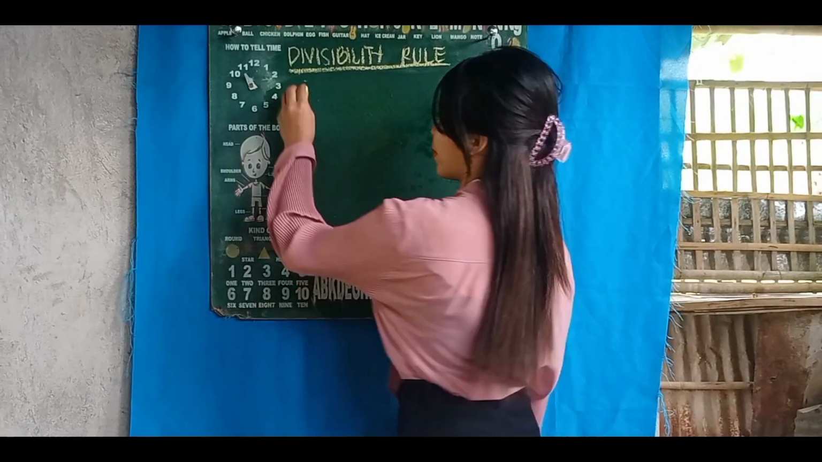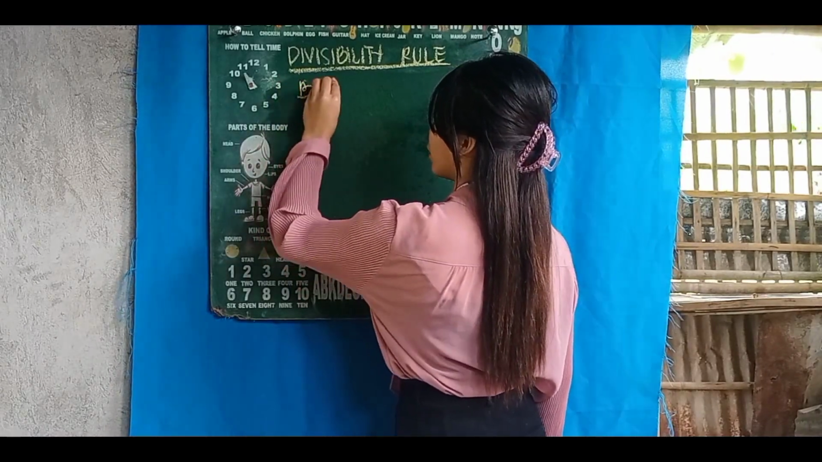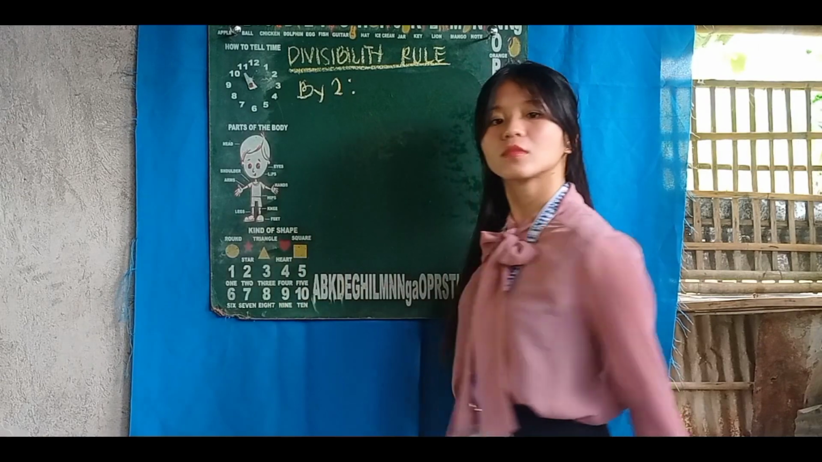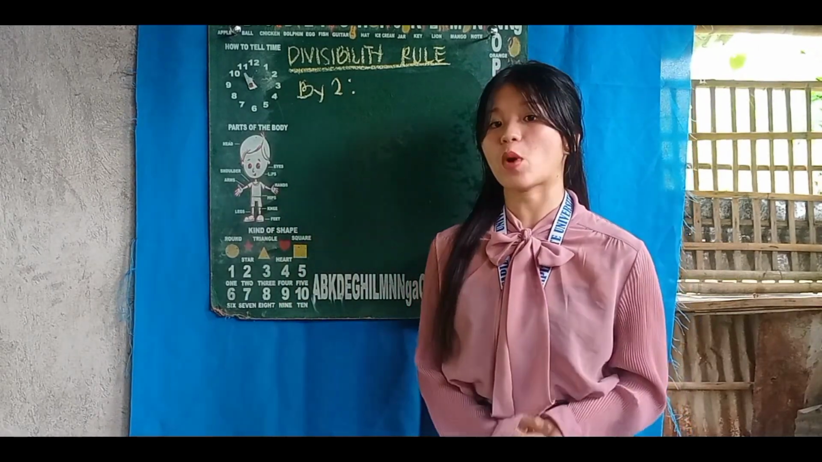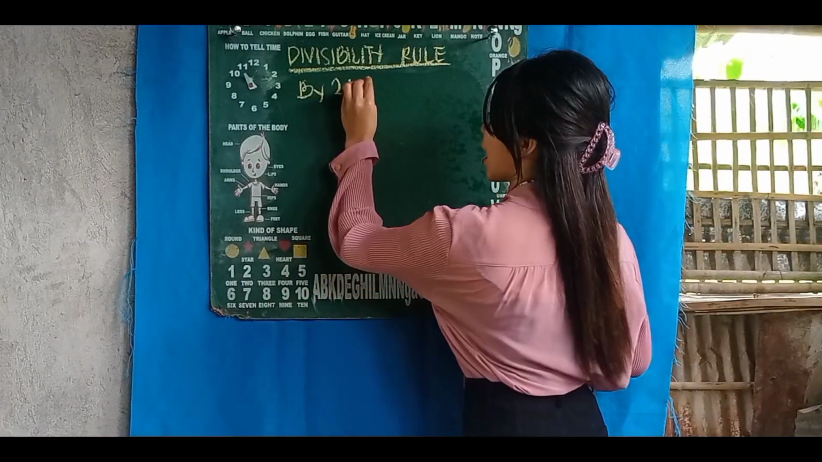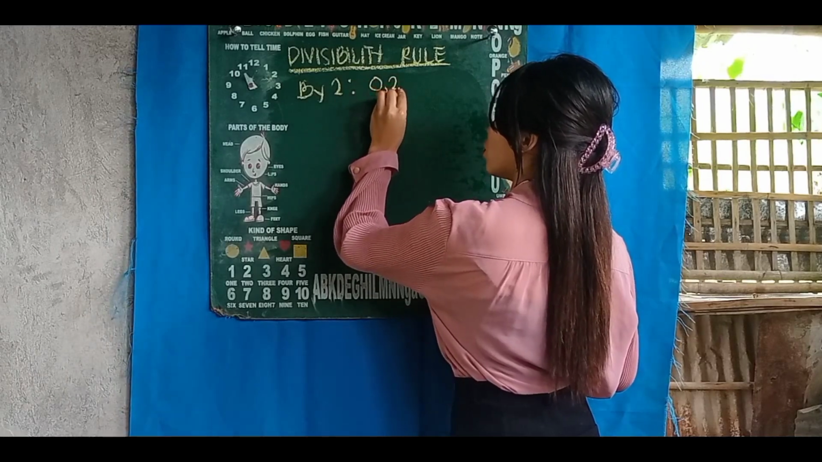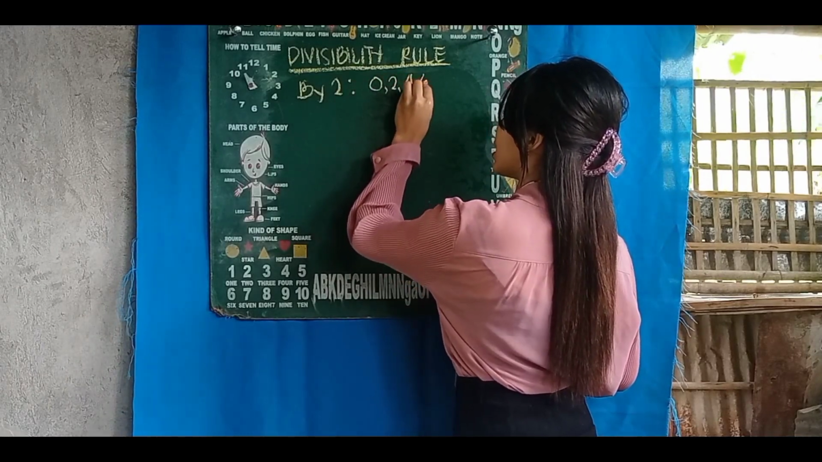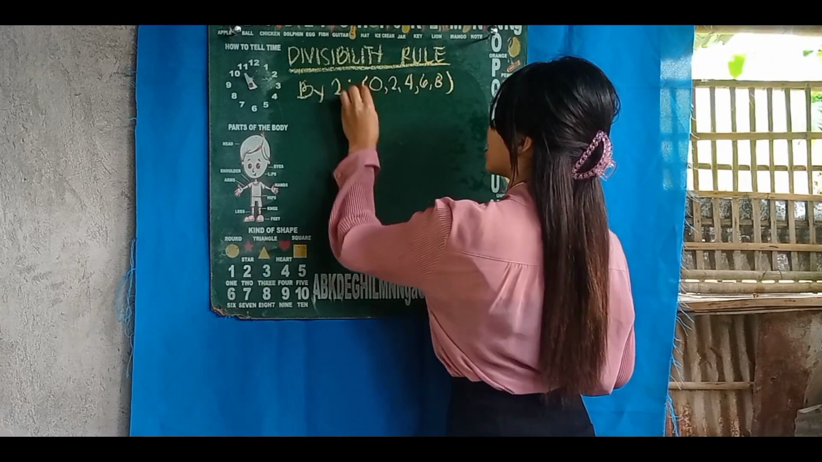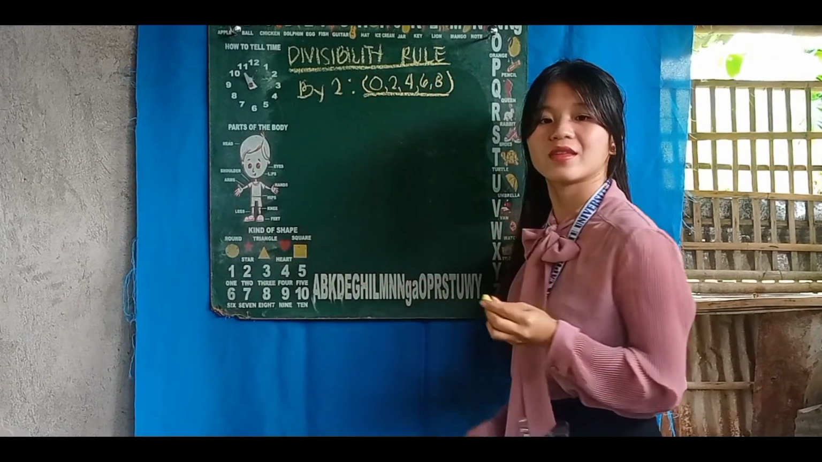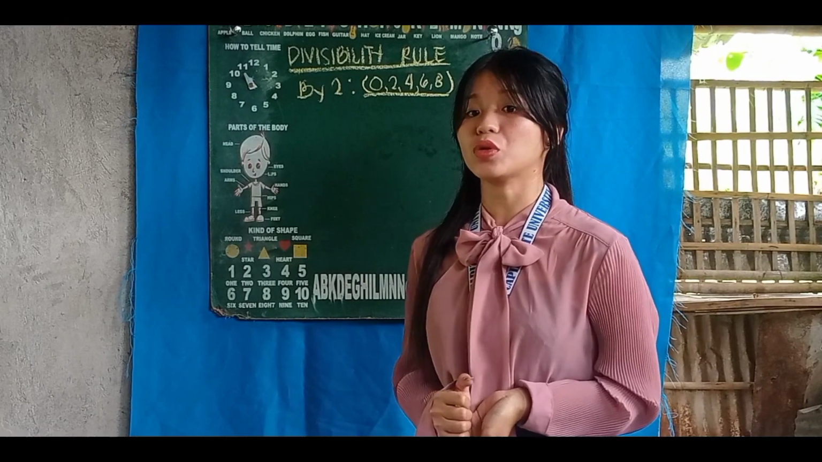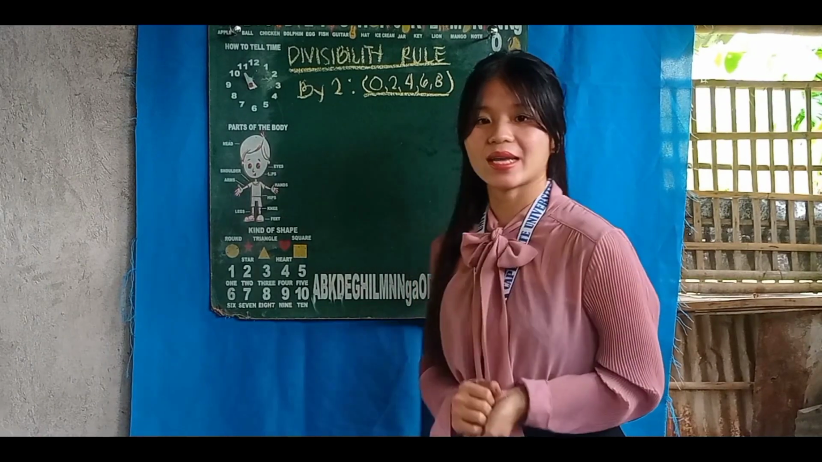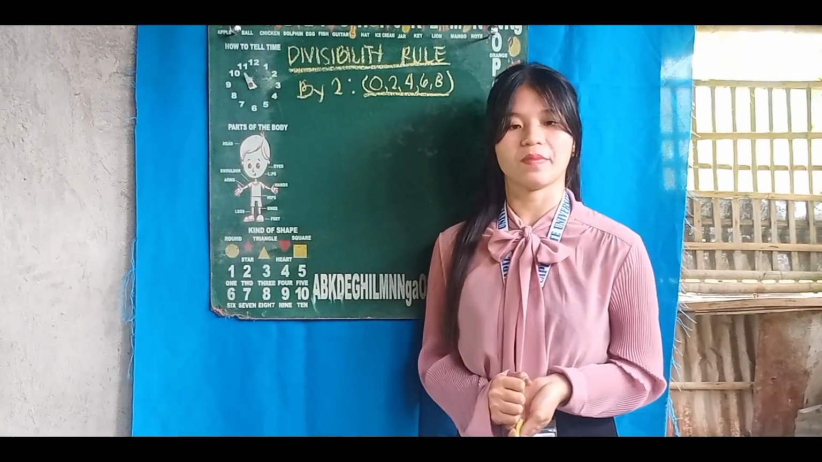So, let's start with the number 2. Divisibility rule by 2. A number is divisible by 2 if the last digit of the number is even. So, when we say even numbers, 0, 2, 4, 6, and 8, these are the even numbers. So all we need to do is to look at the last digit of the given number.